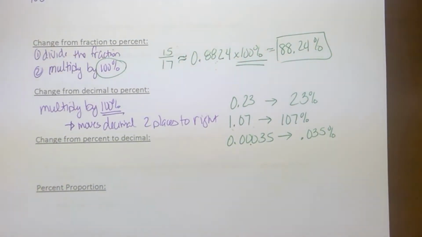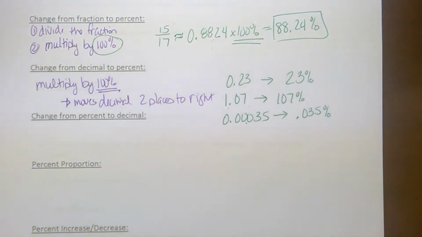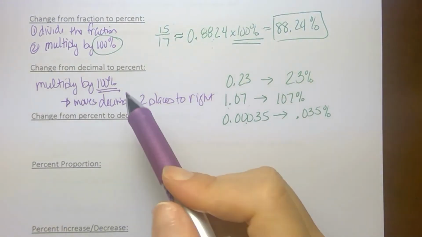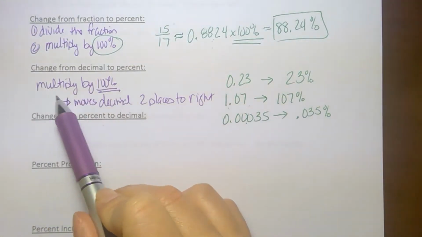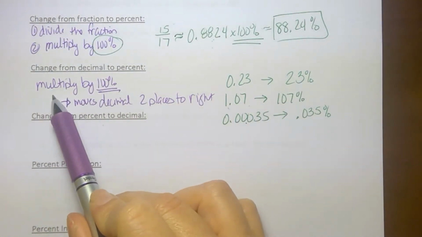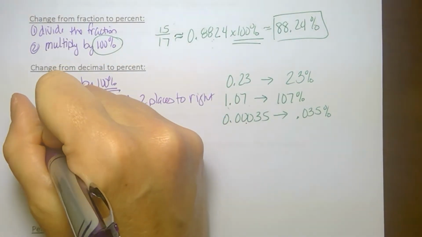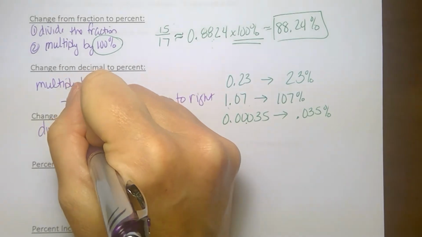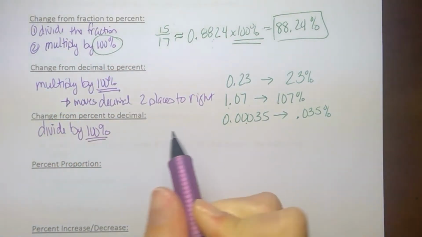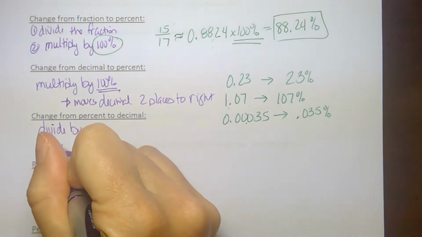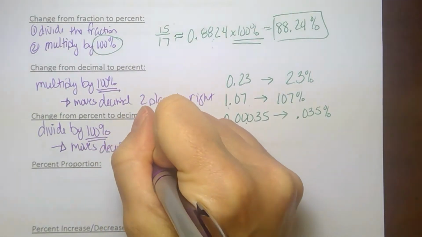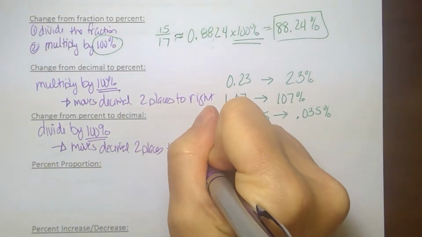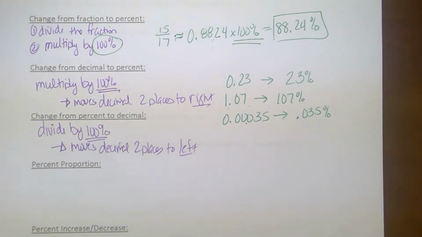Okay, let's look at the next one. We're changing from percent to decimal. When we went from decimal to percent, we multiplied by 100%. If we're going back the other direction, we do the inverse operation. What operation undoes multiplication? Well, division. So now I'm going to divide by 100%. That, instead of moving my decimal 2 places to the right, now it moves my decimal 2 places to the left.